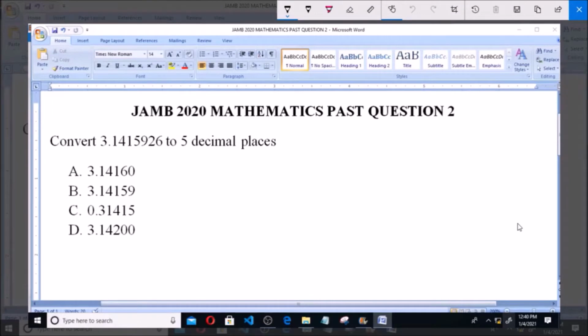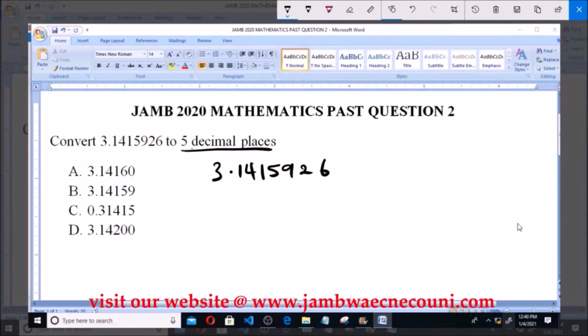Jamb 2020 Mathematics Past Question 2. Convert 3.1415926 to 5 decimal places. So to convert this number to a number having 5 decimal places, we're given 3.1415926. Already this number has 1, 2, 3, 4, 5, 6, 7 decimal places.